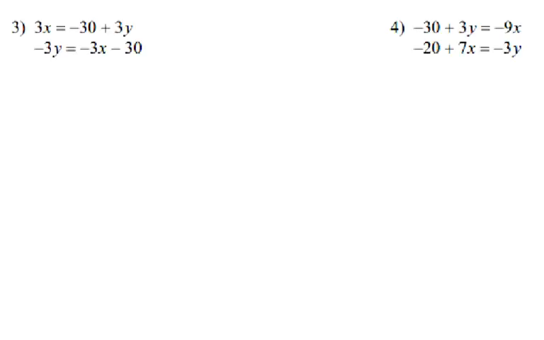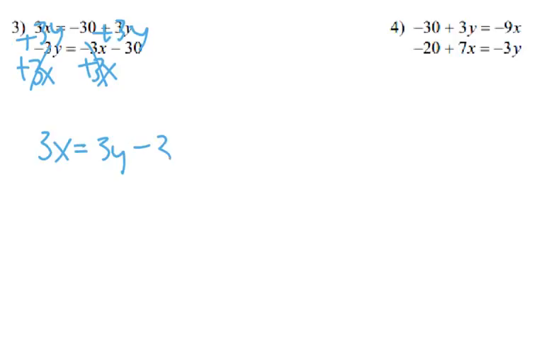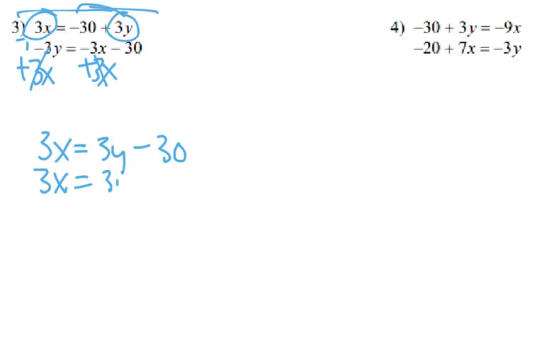Okay, taking a look at number 3, they're not lined up, so we're going to have to swap it around. So I could add a 3x on this bottom equation, add a 3y to the opposite side, and we'd end up with 3x equals 3y minus 30. And on the top here, we've got that 3x equals, just swap positions, 3y minus 30. Now, what you should notice right off the bat here is that these are the same exact lines.